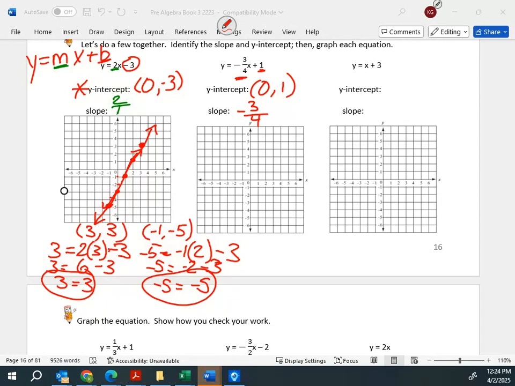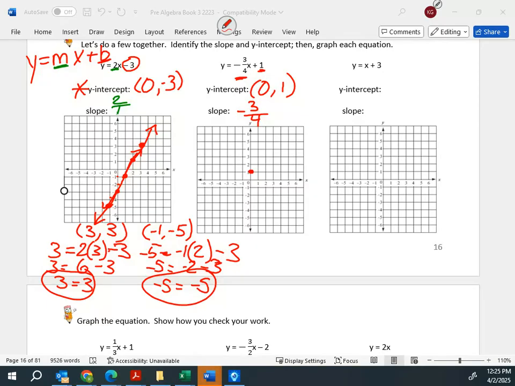So now that I figured those out, what's my first step? Where do I begin? What do I do first? Eleanor? Plot the y-intercept, 0, 1. What's my next step? Claire? Use the slope to find another point.